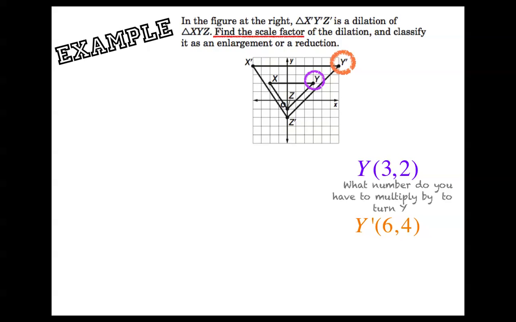And we're going to ask the question, what number do you have to multiply point y's coordinates by to turn them into the coordinates of point y prime? Well, the 3 got doubled to turn into a 6, and the 2 got doubled to turn into a 4, so I think that means that the scale factor on this problem is, well, we doubled everything, so the scale factor is 2. All right, that wasn't too bad. We were able to identify it as an enlargement with a scale factor of 2.